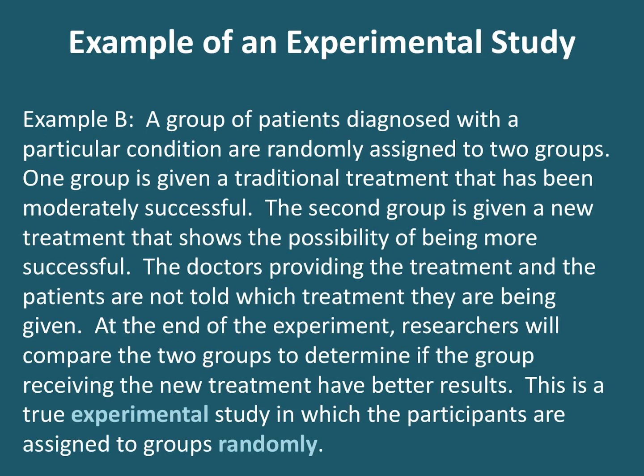So as an example of an experimental study, and bear with me, there's going to be a lot of reading over the next few slides, so I would recommend you underline and circle certain things that you find interesting. But for this example B of an experimental study, let's say we had a group of patients diagnosed with some particular condition, and let's say they are randomly assigned into two groups. Group 1 is given a traditional treatment that has been moderately successful in times past. The second group, though, has been given a new treatment that shows the possibility of being even more successful.